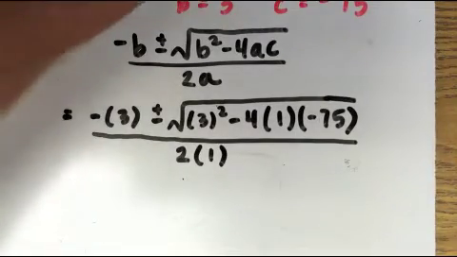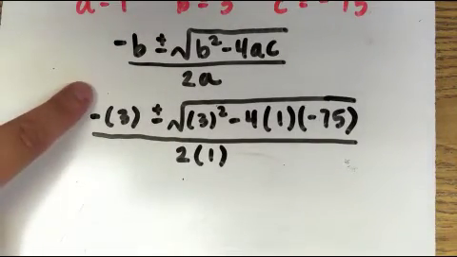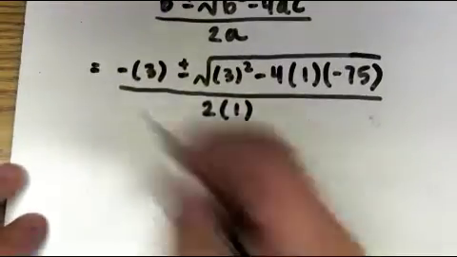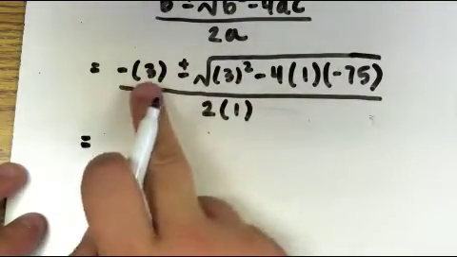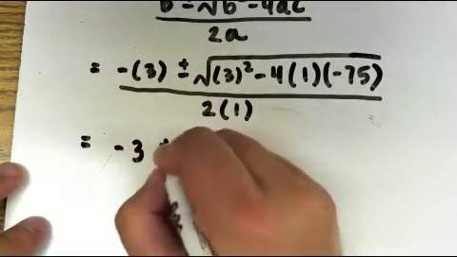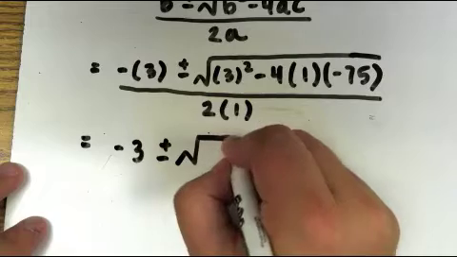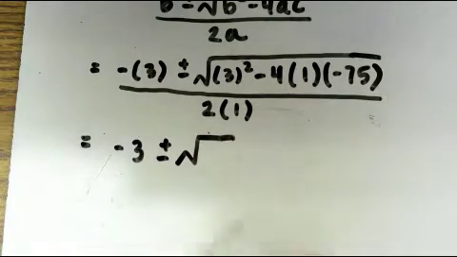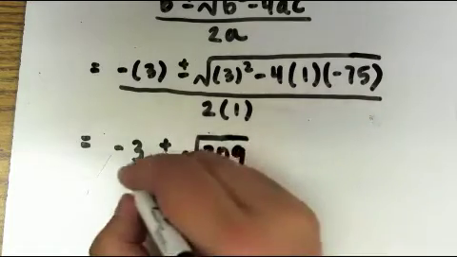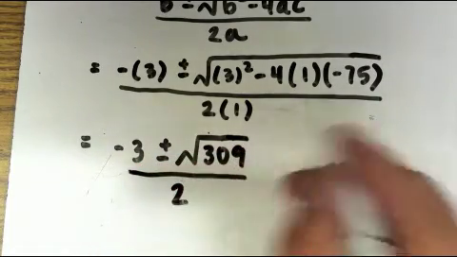Okay. Now let's continue to clean up. We need to clean up the outside, the inside of the square root, and the bottom. So the outside piece here, negative times 3 is just negative 3, plus or minus the square root of something. So let's go ahead and type that in and see what we get. 4 times 1 times negative 75. And I get the square root of 309 all over 2.